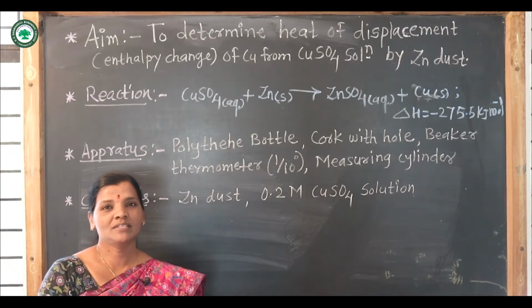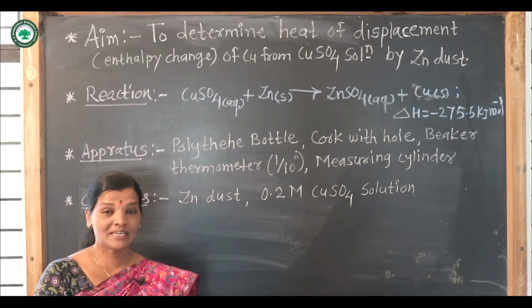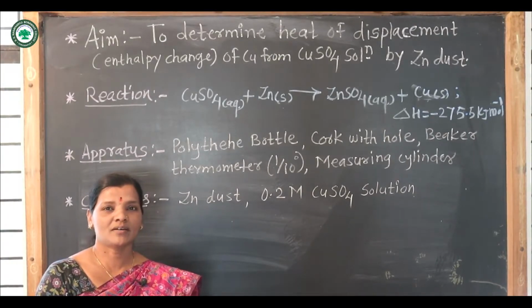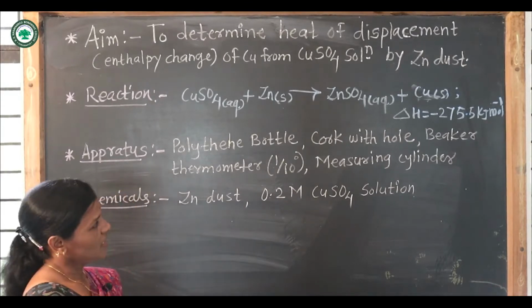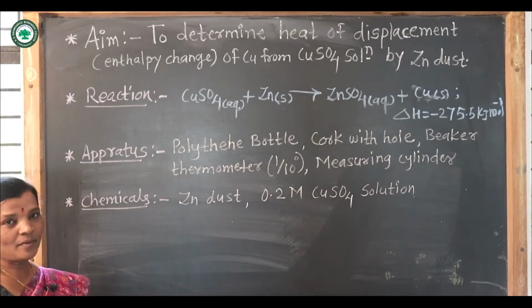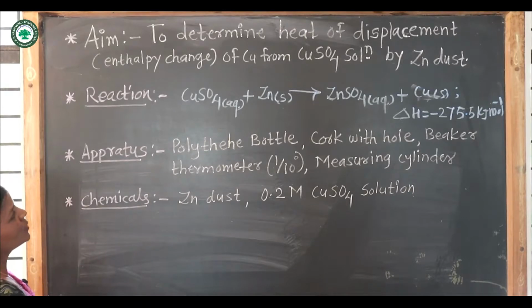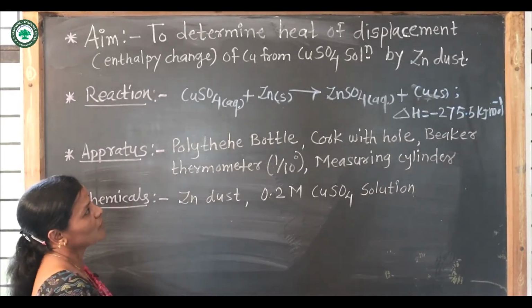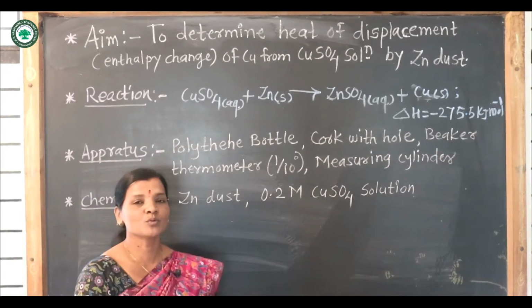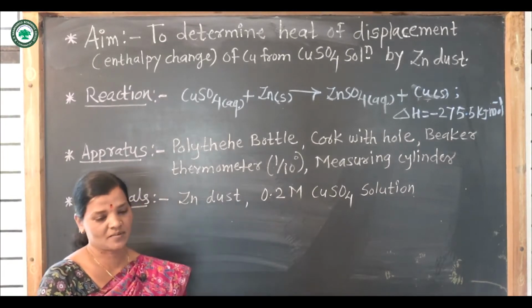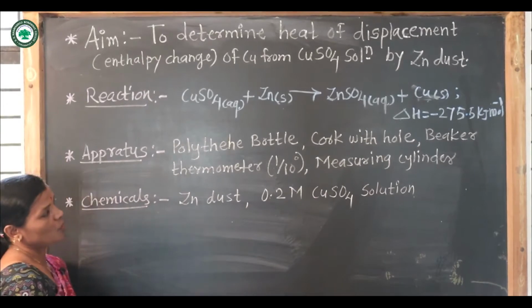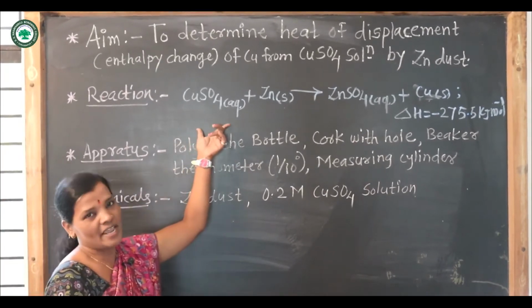Today we are going to see the experiment of physical chemistry for standard 12th. Now here let us see what is the aim of our experiment: to determine heat of displacement, that is enthalpy change, of copper from copper sulfate solution by zinc dust. Now here let us see what will happen in this reaction.